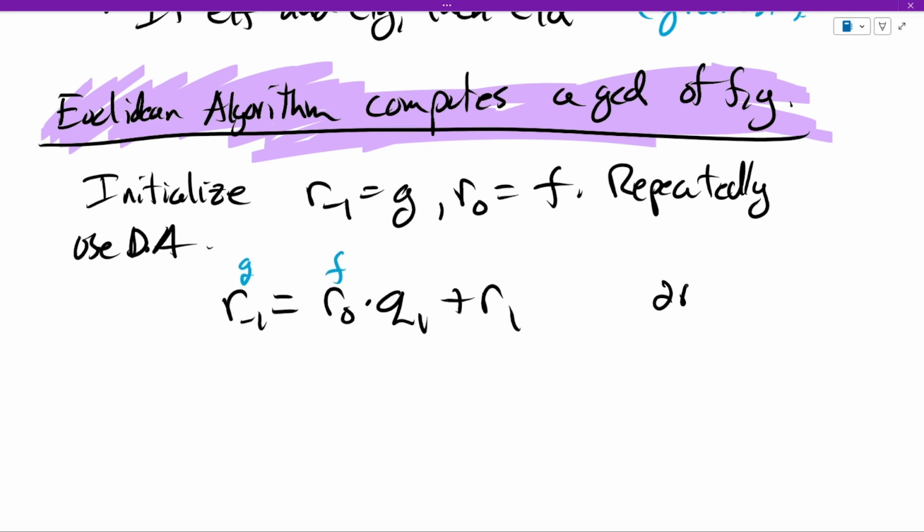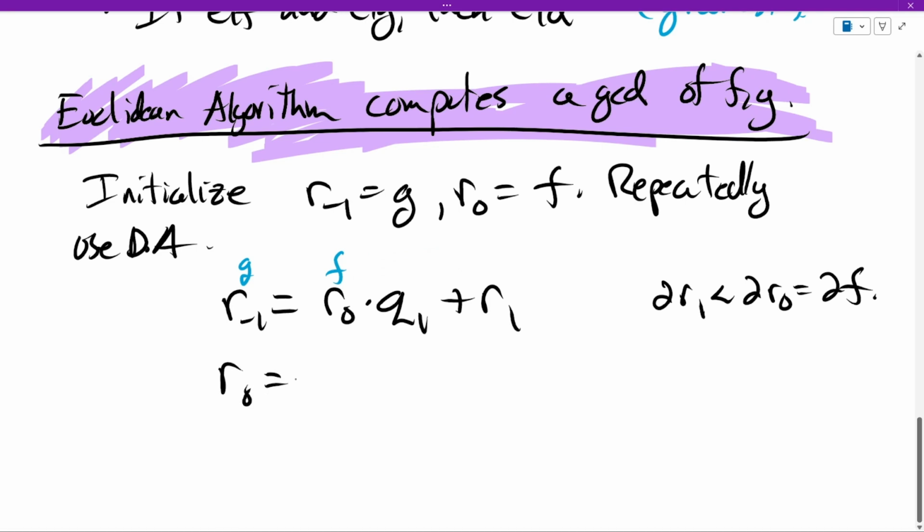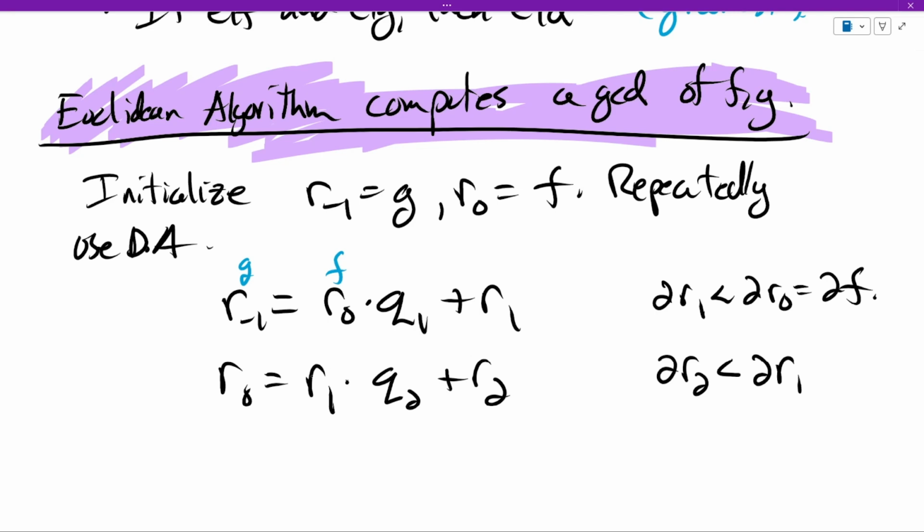The degree of r1, I'm just going to note, is less than the degree of r0, which is the degree of f. And then we divide again. We're going to divide r1 into r0. So we can write r0 is r1 times some other quotient q2 plus r2, and the degree of r2 is less than the degree of the thing that was the divisor. The degree of the divisor is the degree of r1. And you keep doing this.